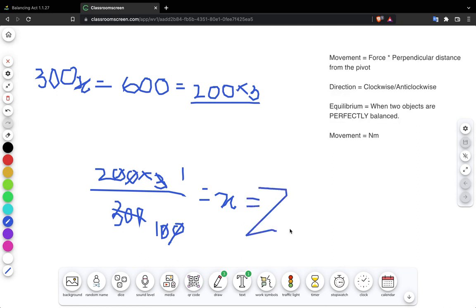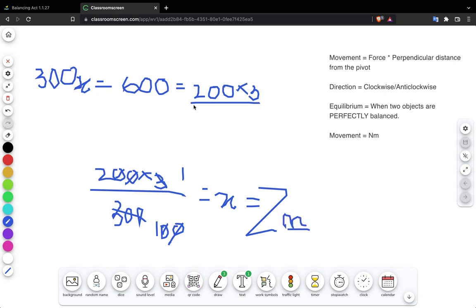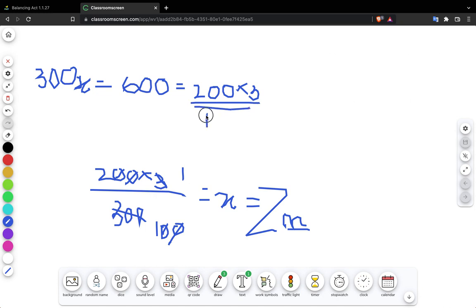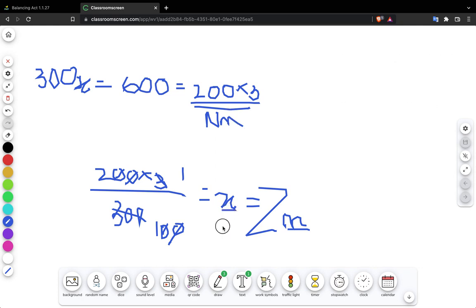Yet again, we're forgetting something. So that something is the distance. What is it in? Is it meters? Is it centimeters? It is 200 meters, as this was Newton meters. So this x must be meters too. So this is 2 meters.